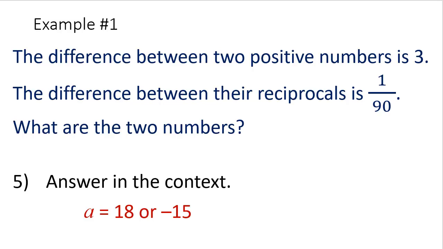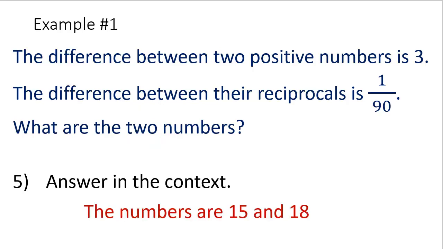In this case, we are told there are two different positive numbers. Well, minus 15 isn't positive. That one has to go. We're also told to find the two numbers, so we have to answer with two numbers. They differ by 3. And so we write our answer. The numbers are 15 and 18.